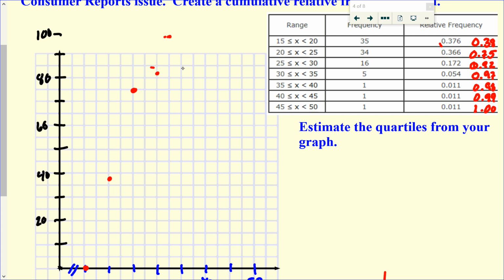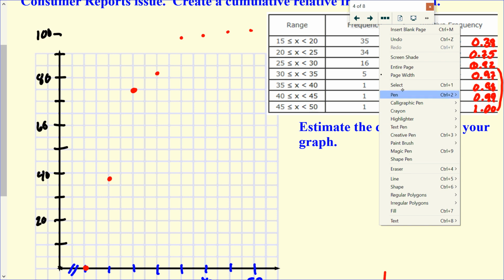Let me erase some of these extraneous marks. Oops, put that in the wrong spot. Here's 35 at 97. And we got 98, 99, 100. So that one's flattening out. It's really a slow change right here, so it's almost going to look flat.